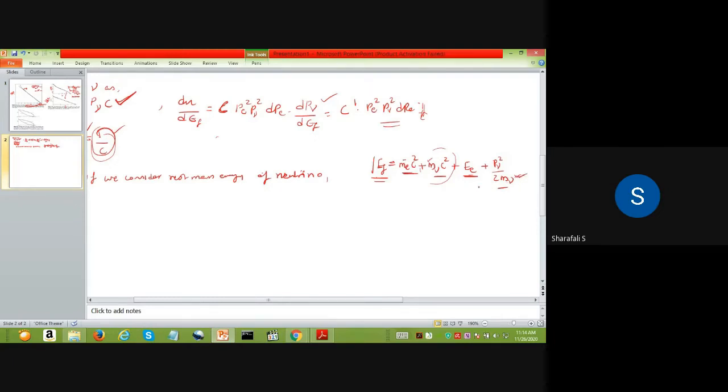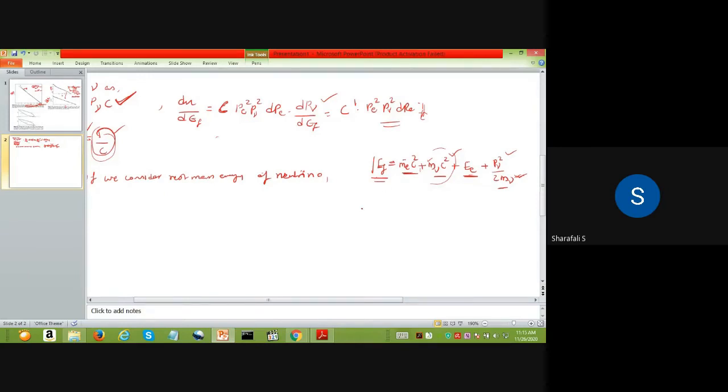You can find this out by using the total energy equation, E equal to the root of p squared c squared plus M squared c raised to 4. From that you can find out M_nu c squared plus p_nu squared by 2M. So this is the total energy.